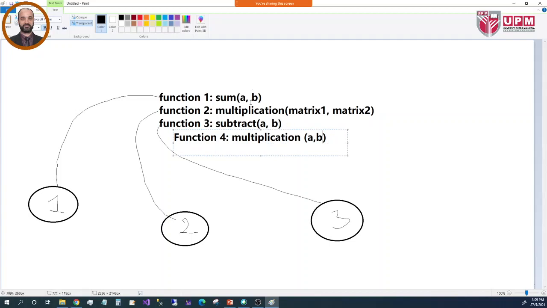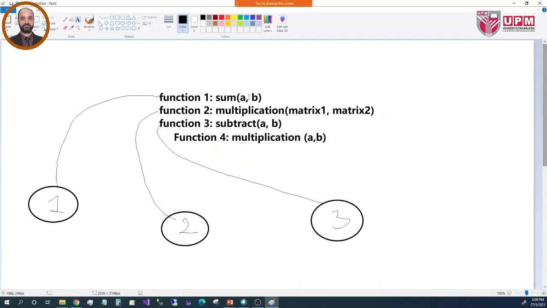A and B are parameters here, guys, okay? They are not the same value, not the same data. They are only names of parameters, okay? That's why there is no relation between all functions.